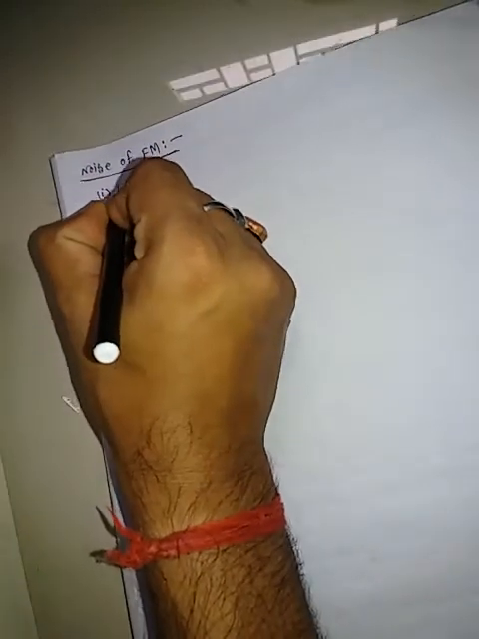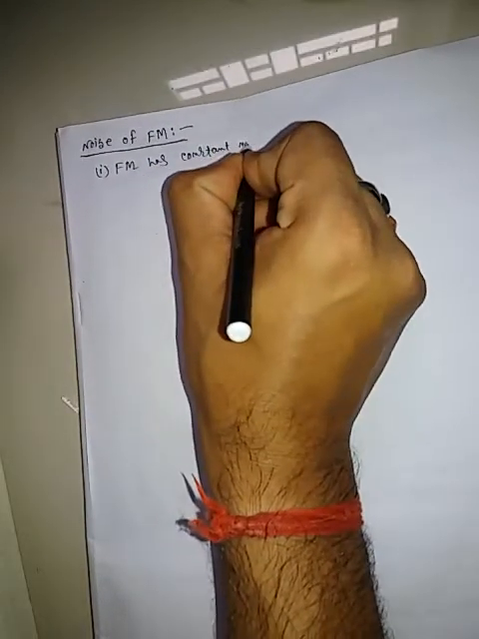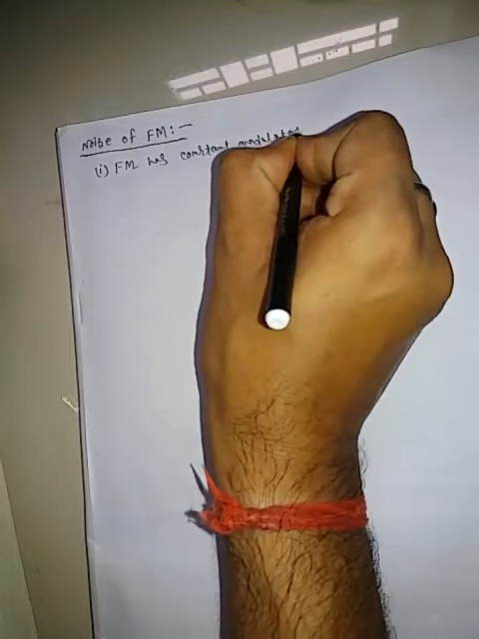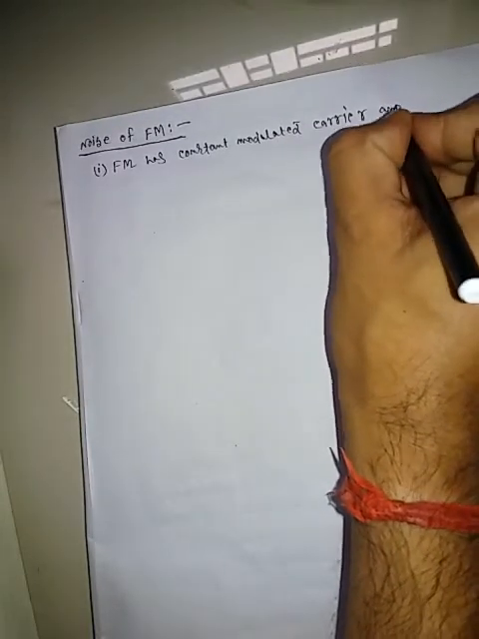First, FM has constant modulated carrier amplitude. The first thing is, when amplitude varies, noise has a large effect. When the amplitude of a signal varies, the signal is affected by noise.